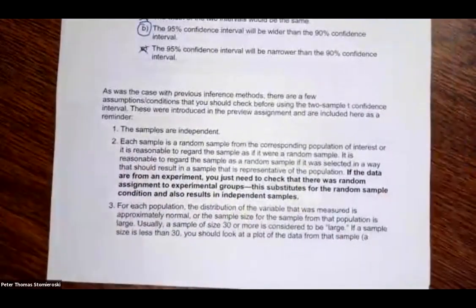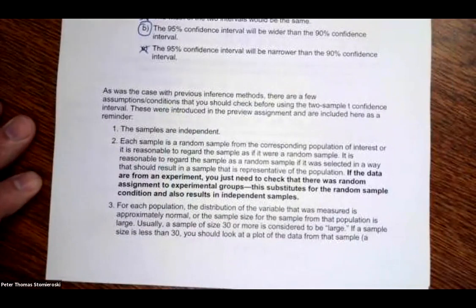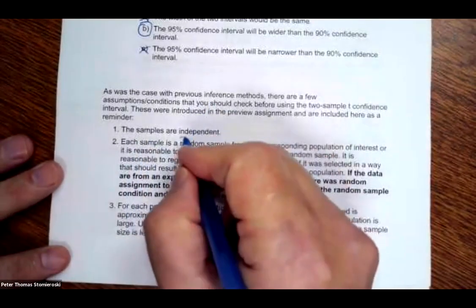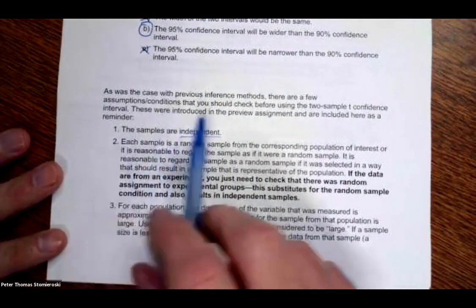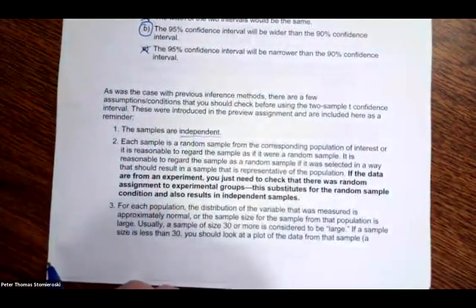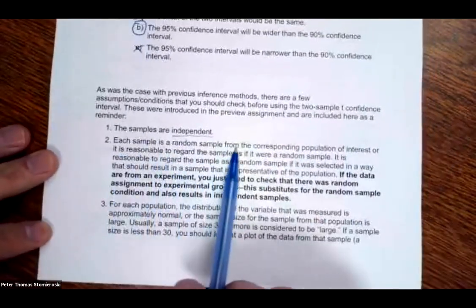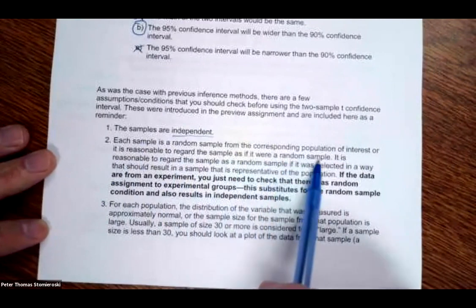Okay. As was the case with previous inference methods, there are a few assumptions or conditions that should be checked before using the two-sample t confidence interval. These were introduced in the preview assignment and are included here as a reminder. So again, the samples are independent. What that means is the samples are not paired like a before-after experiment. The two populations are completely independent, different populations. So they're not paired. Okay, each sample is a random sample from the corresponding population of interest, or is it reasonable to regard the sample as if it were a random sample?